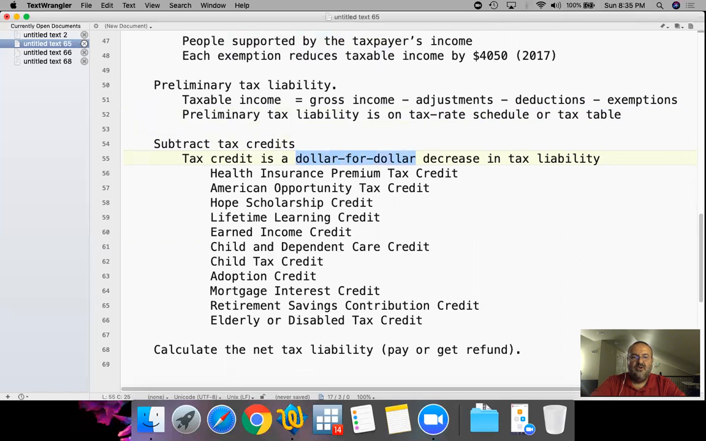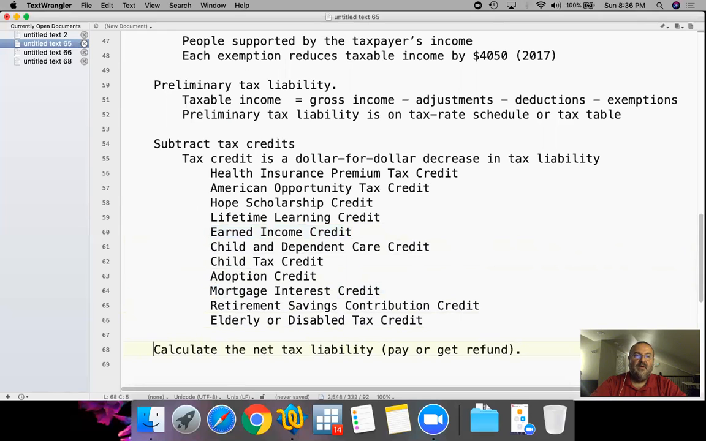So say you need to pay $5,000 in taxes, but you had an earned income credit of $2,000, then $5,000 minus $2,000 is the remainder of your income tax. Therefore, tax credits decrease your tax liability dollar for dollar. Now, these include things like health insurance premium tax credit, American Opportunity tax credit, Hope Scholarship, lifetime learning credit, mortgage interest credit, and so on and so forth.